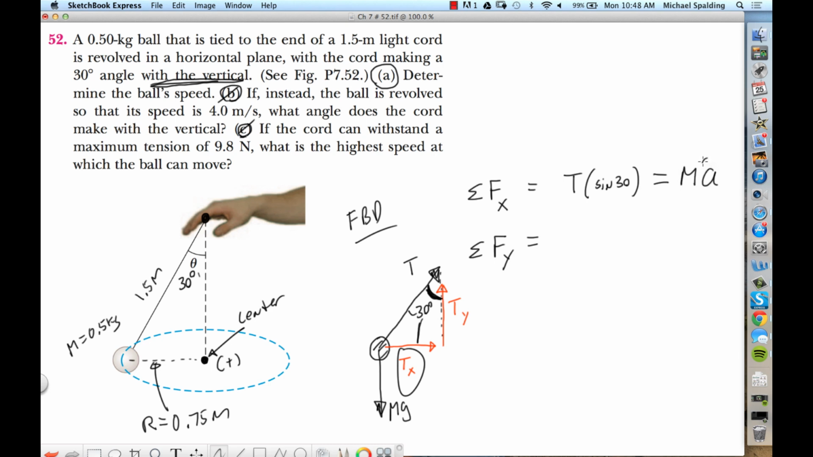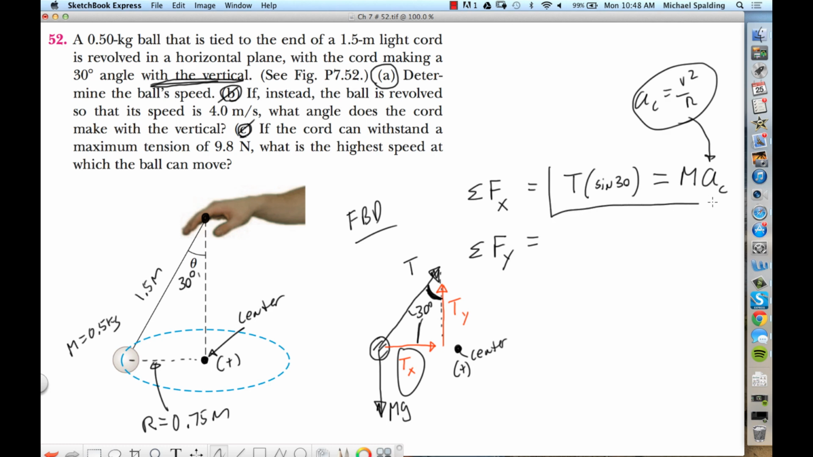So what is the sum of the forces always equal to? ma, but this a right here is centripetal. How do I know it's centripetal? Because look, the center of the circle is over here. There's the center of the circle. Always make the center of the circle positive, like I said. But look, the centripetal acceleration always points to the center. And that's where T sub x points. Now what can we plug in for centripetal acceleration? V squared over r. So we're going to plug that in there.